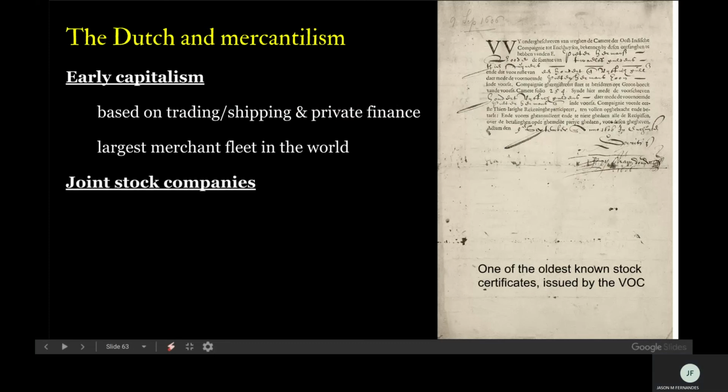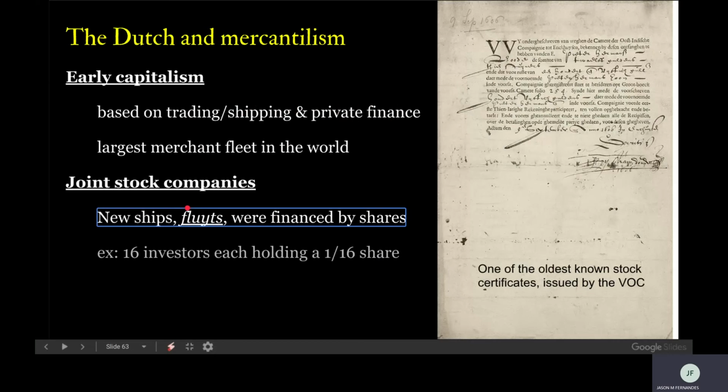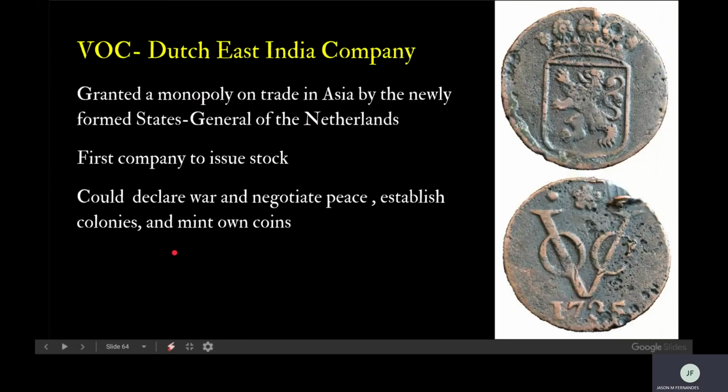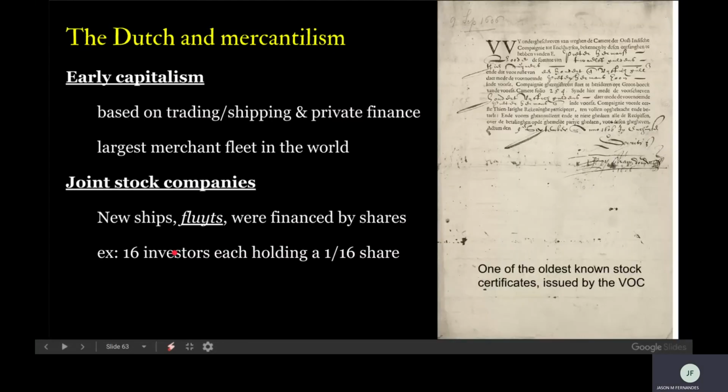And to take another look at these joint stock companies, they're financing these flutes, which are these Dutch ships. So a simple way to look at that is, say you've got 16 investors in this ship. Each of them holds 1/16 of a share, right? So if the ship goes down, it doesn't make it back, you're not the sole investor in this. You've only lost a small amount of money.